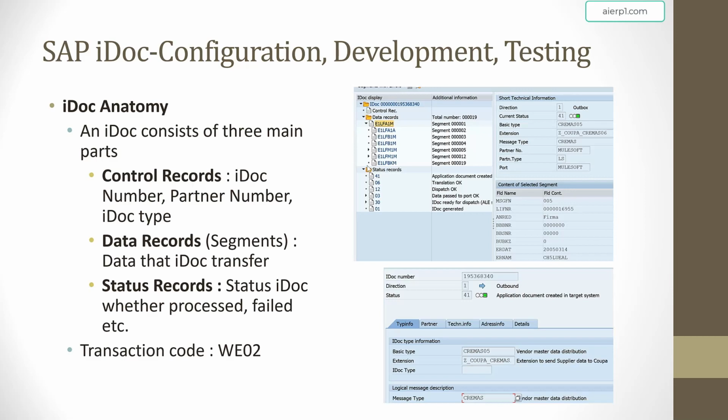The next segment is data records. Data records is actually the data that this box, the iDoc, contains, and it is sending or receiving. And finally, the last part is the status record.